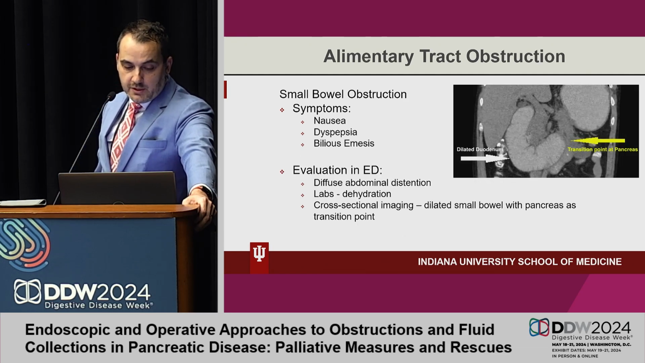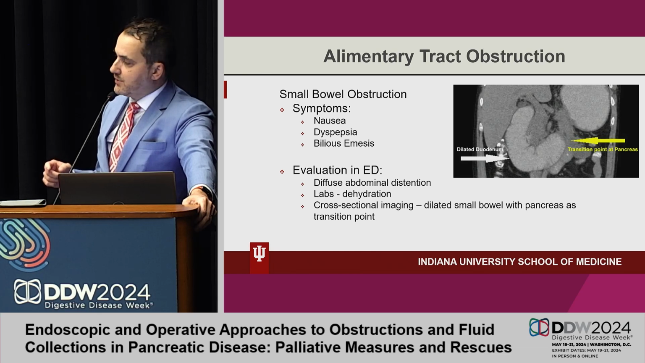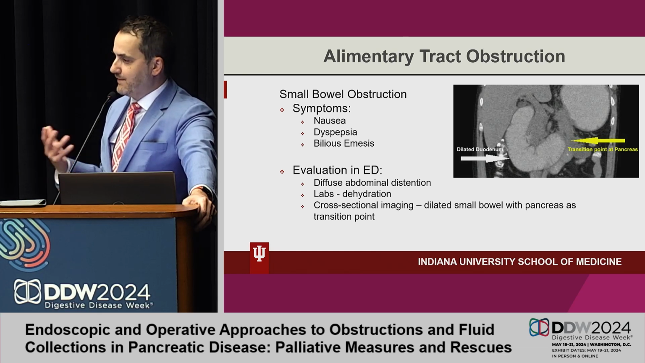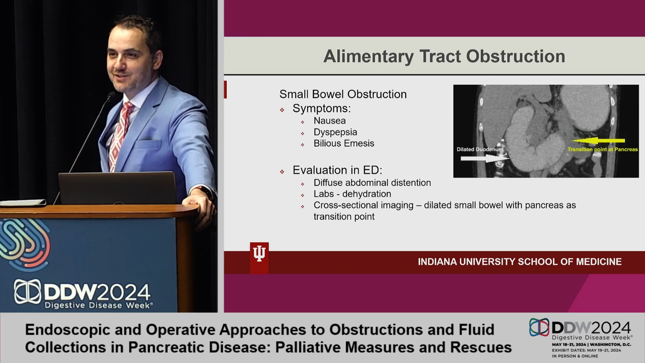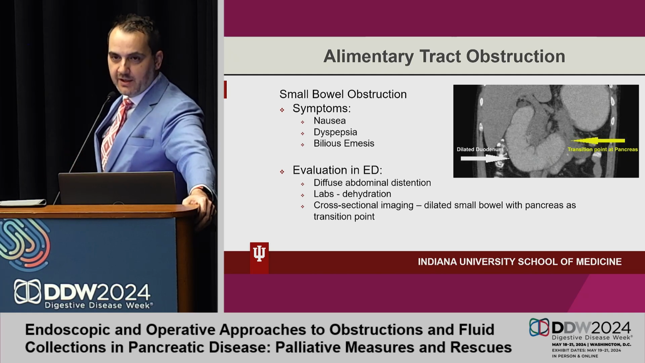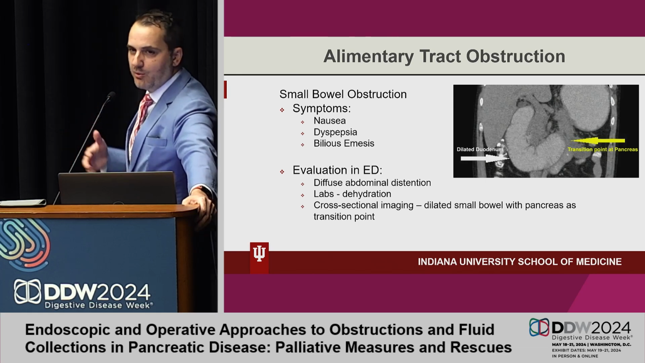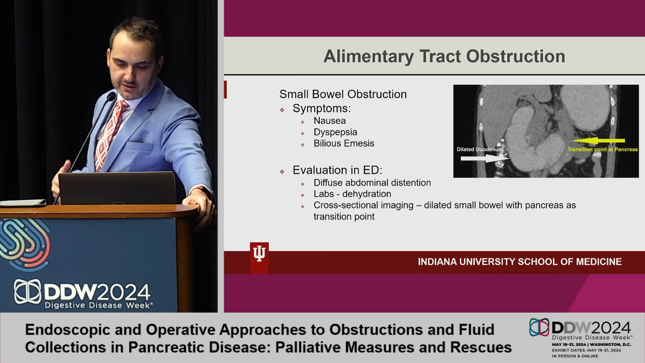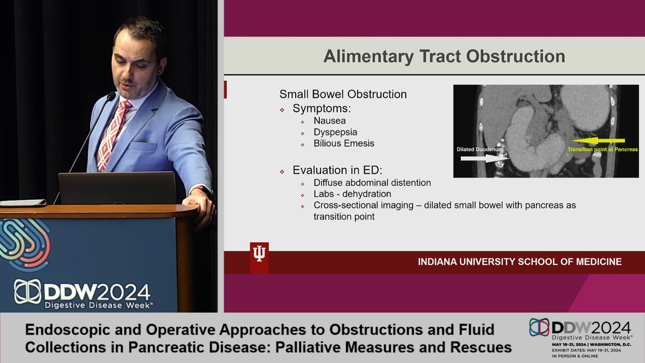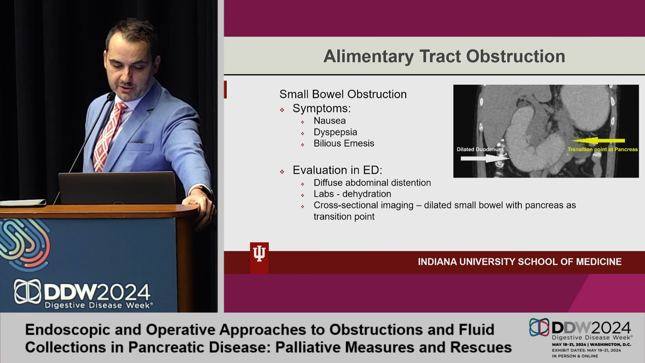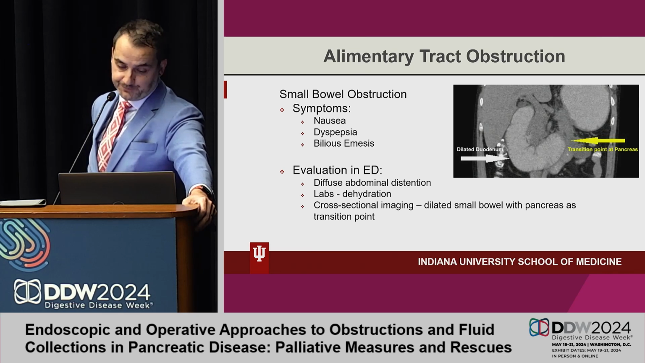Small bowel obstructions. I really couldn't find a good picture in my own series of patients of this, but I have so many. I don't know if that's just my management strategies or it's actually the disease process, but they present like any small bowel obstruction, but they have kind of the other components. Typically, this is like acute pancreatitis causing this: nausea, dyspepsia, bilious emesis. They're diffusely distended, dehydrated, and finding transition points at the pancreas is pretty straightforward. And it's not always proximal like this image portends. Sometimes it can be fairly distal.